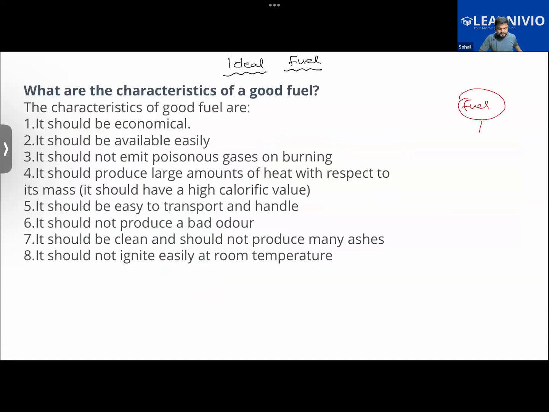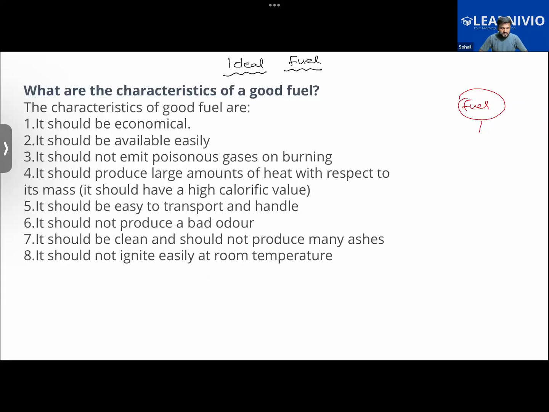We also learned about the characteristics of a good fuel. Yes, Ibrahim, how are you? Were you present, Vaiga, at that time while we were talking about the characteristics of a good fuel? Yes, sir.